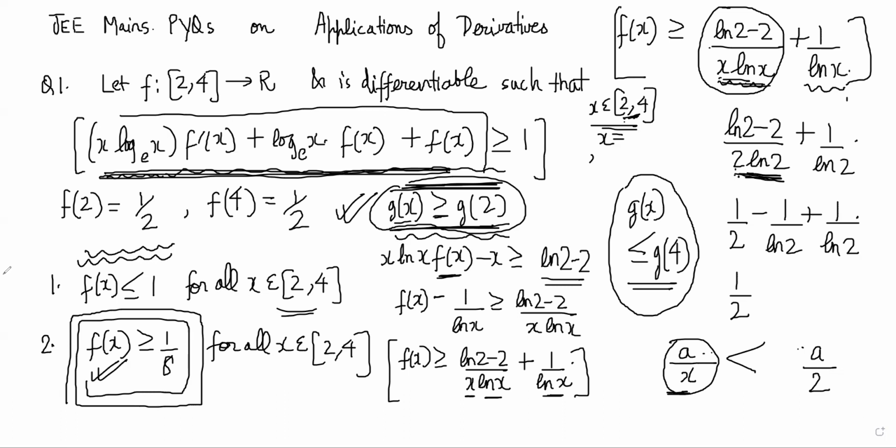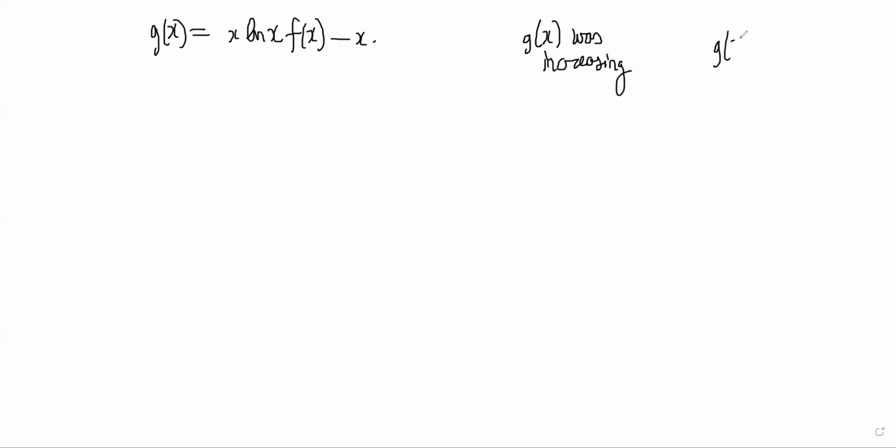Okay, I'll do it again then. What was g of x? x ln x, min f of x minus x, right? Yes, sir. g of x was increasing. So g of x is greater than g of 2.